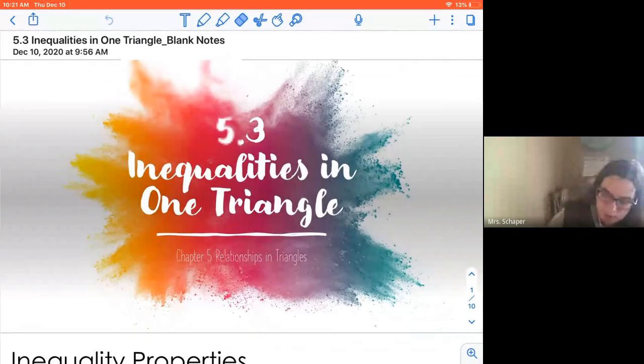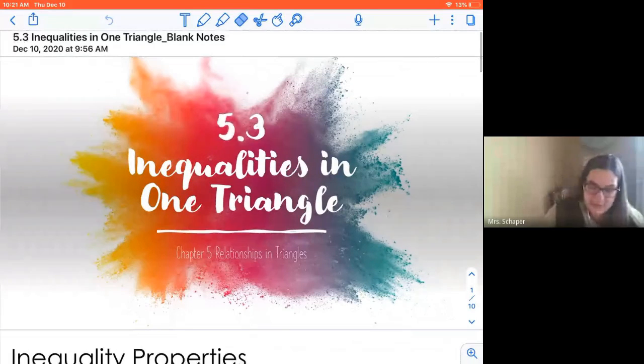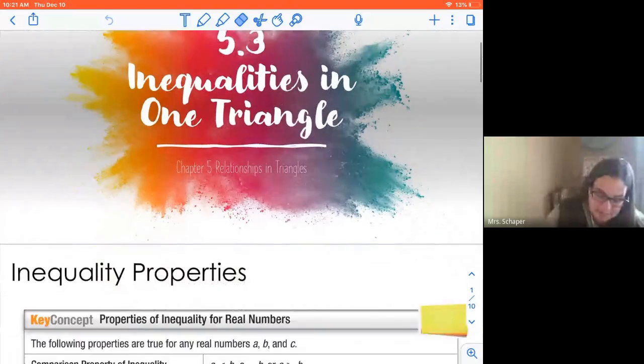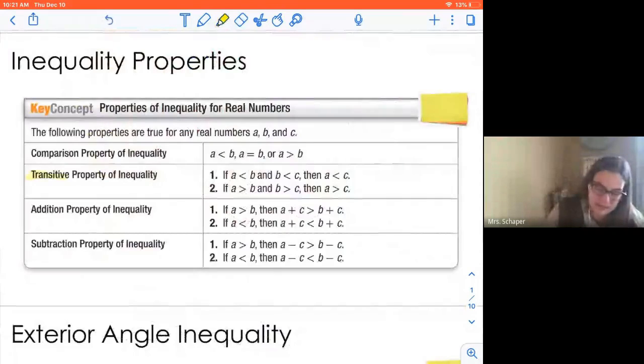Here we go. So what are the inequality properties? If you notice, we see some of them. We see the transitive property coming up again. The addition property of inequality means if you add the same amount or subtract the same amount, you're going to keep it the same. The comparison property of inequality means that they can be less than, equal to, or greater than. This is good information to have down.